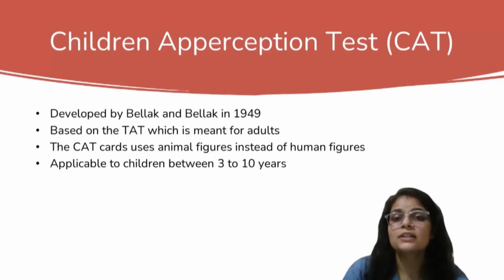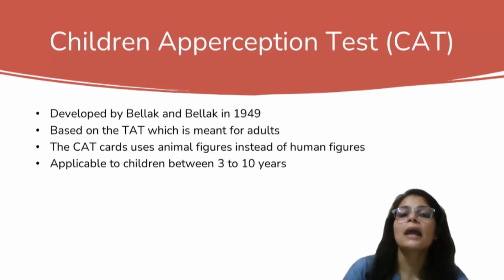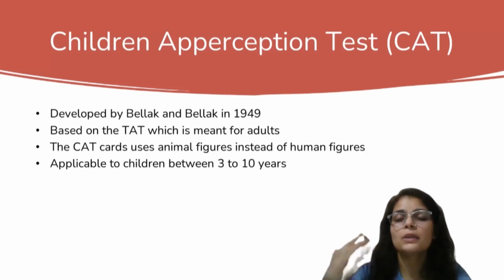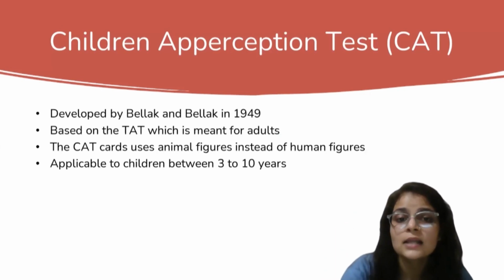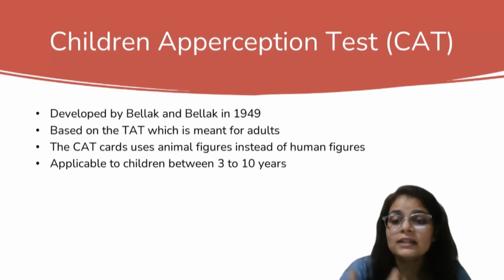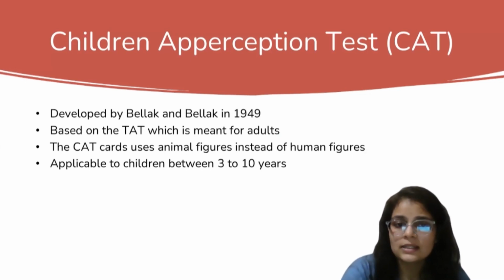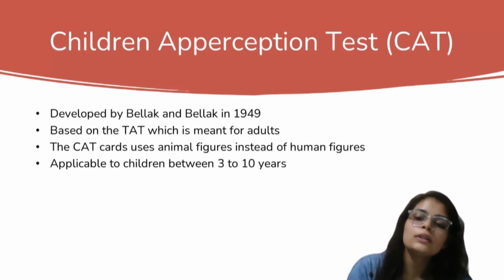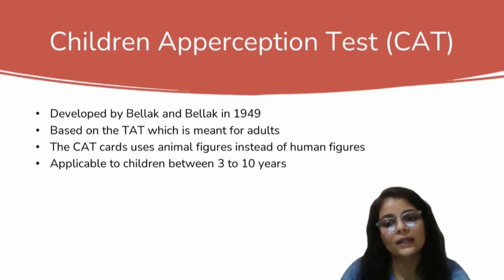Next is the Children's Apperception Test, which is CAT. It was developed by Bellak and Bellak in 1949. It is based on the TAT only. The pictures on the TAT are meant for adults. CAT is specifically designed for children from 3 to 10 years, and it includes animal figures rather than human figures. It is similar to the TAT, and children are shown the cards and asked to form a story about it and tell it.